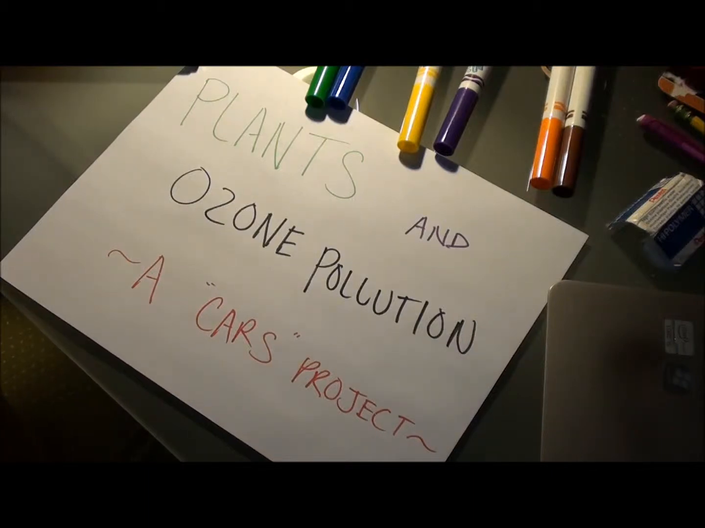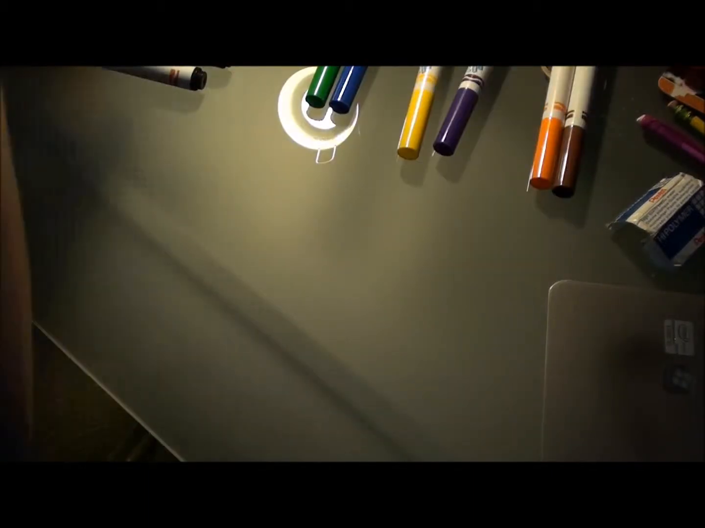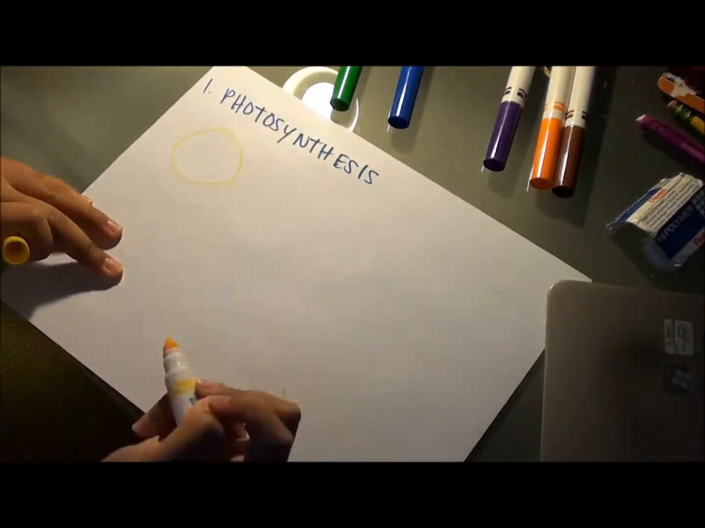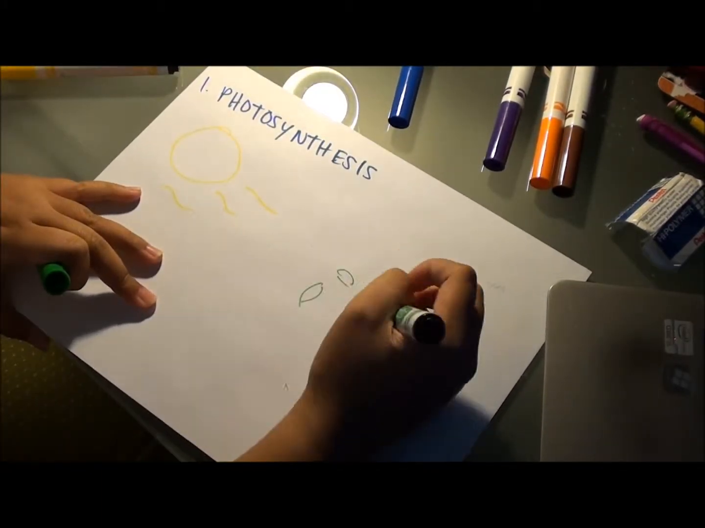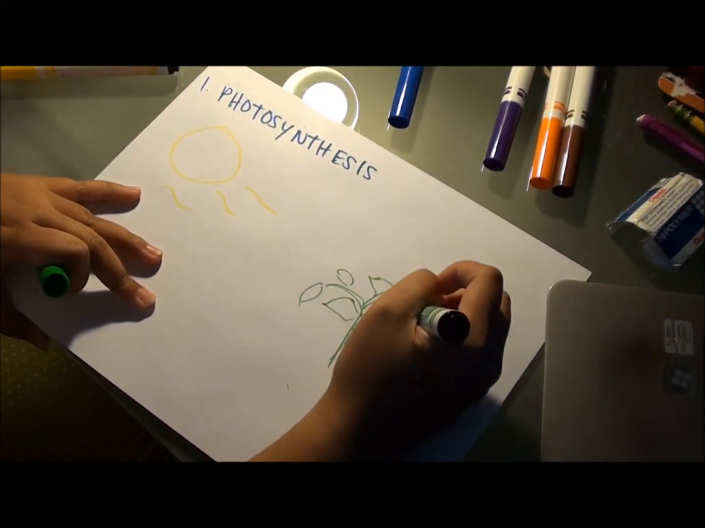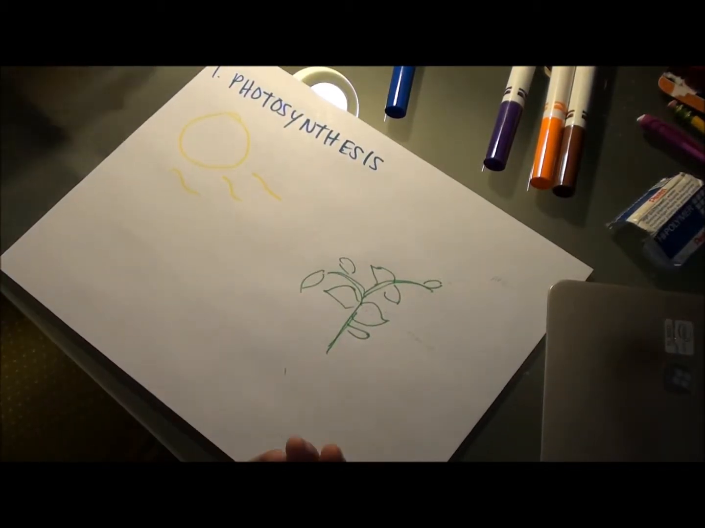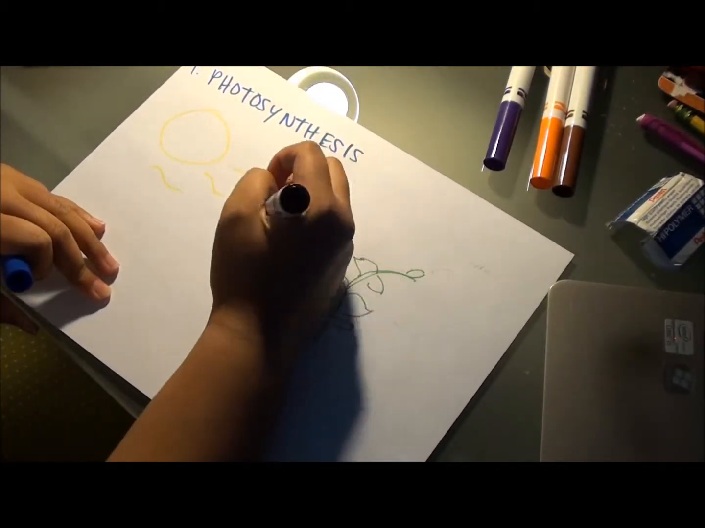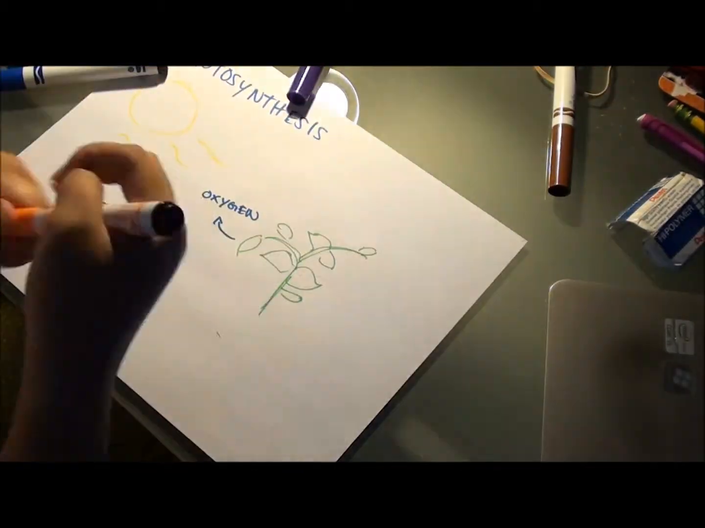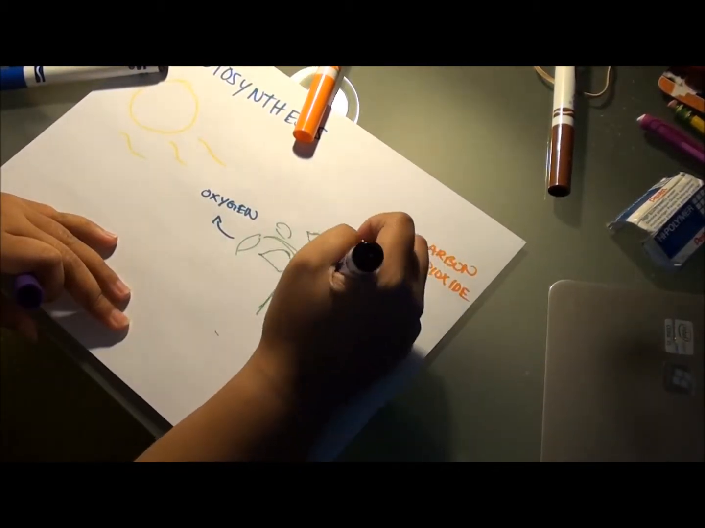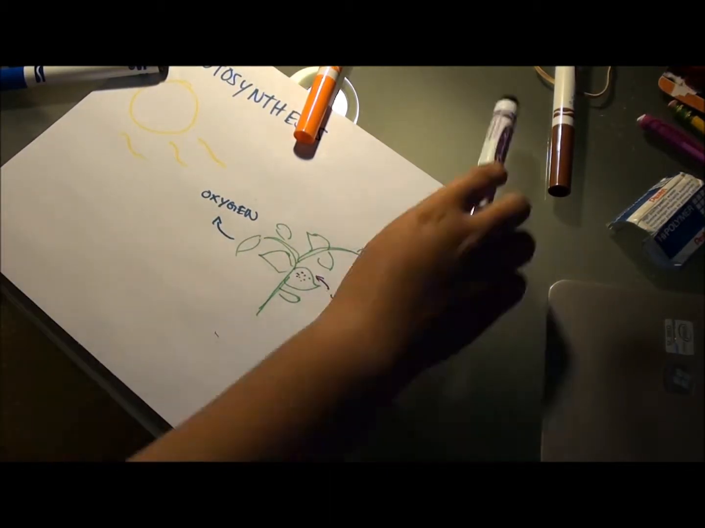Hey guys! The project is on plant and ozone pollution. So first we're going to talk about photosynthesis, which I'm pretty sure we all know. So we have the sun, and then the plant. And so the plants get the sun's rays, and then use that to make food, and then they intake carbon dioxide to create oxygen, and that goes through the stomata, which are the little pores.